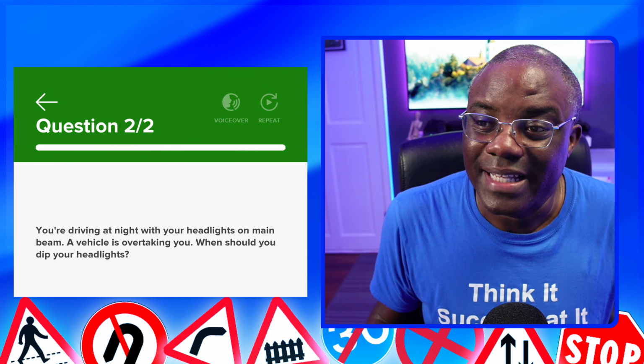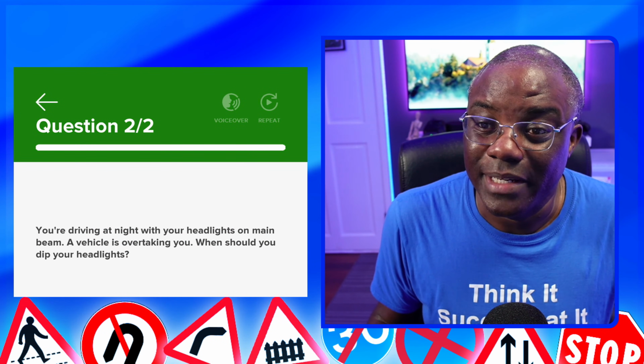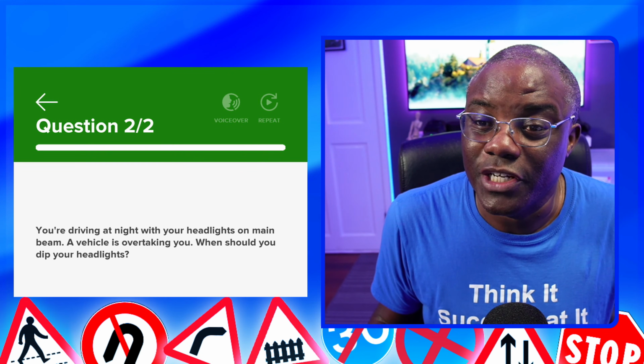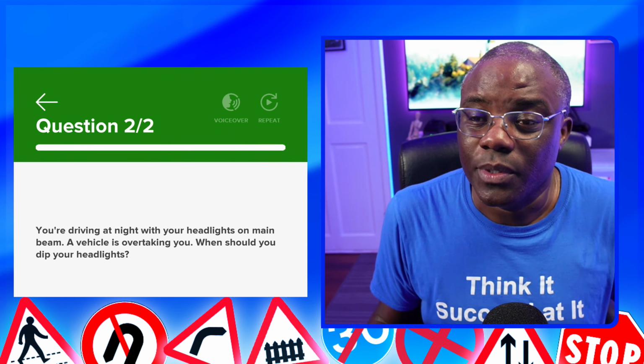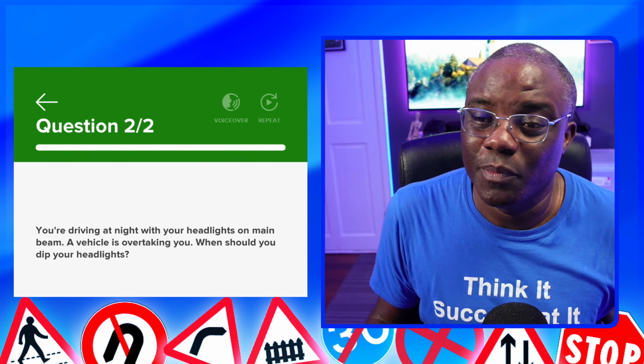You're driving at night with your headlights on main beam. A vehicle is overtaking you. When should you dip your headlights? Right, this question comes up and it's confusing, and then most people pull right away.